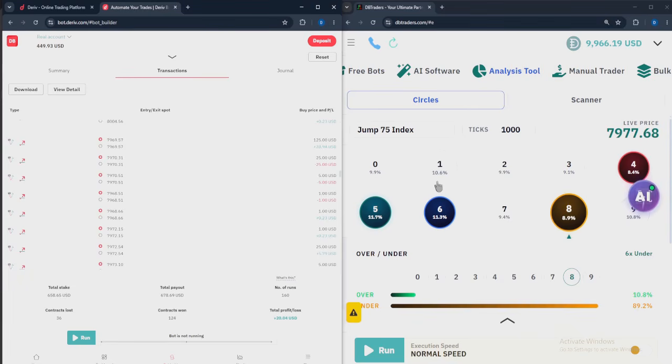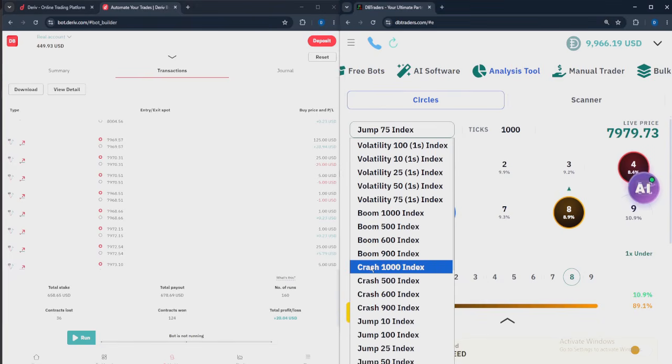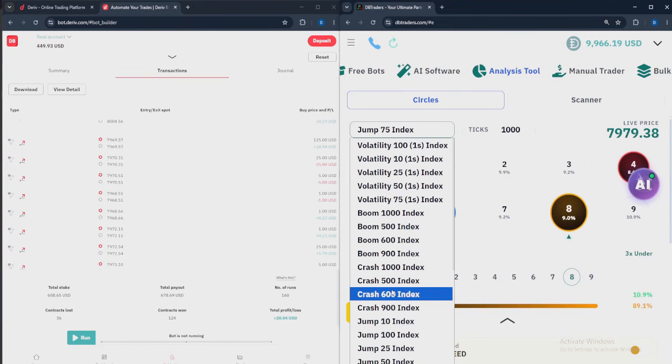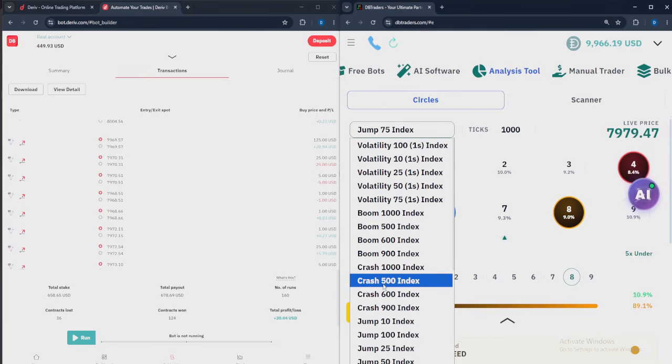Please go and test out the Jump Indices. They are very nice, actually. I've been testing them out on my demo, but today I decided to just see how it will perform on my real account, and it has not been bad. At the end of the day, I came out with a profit.